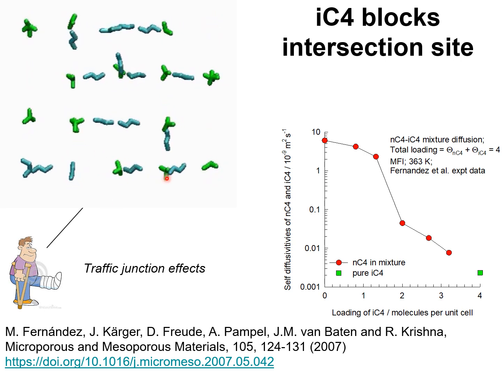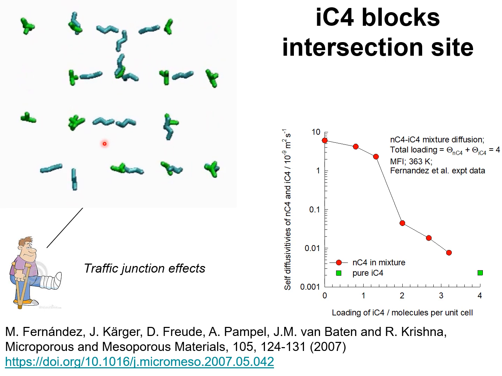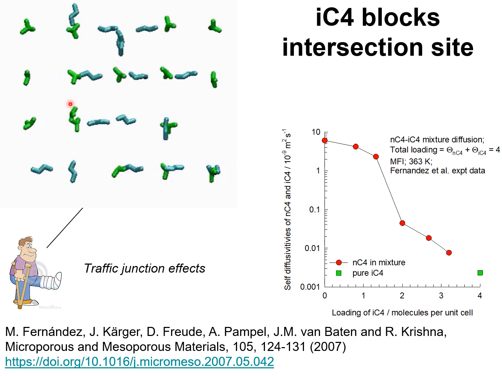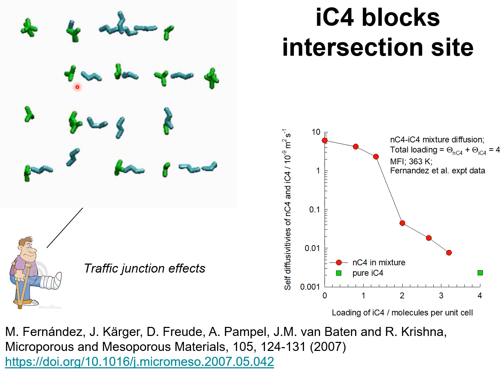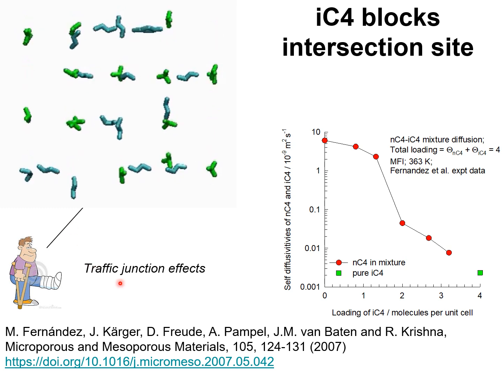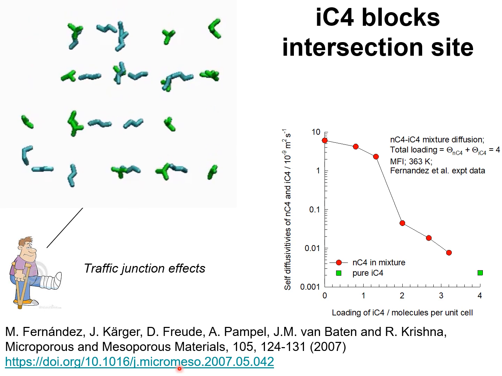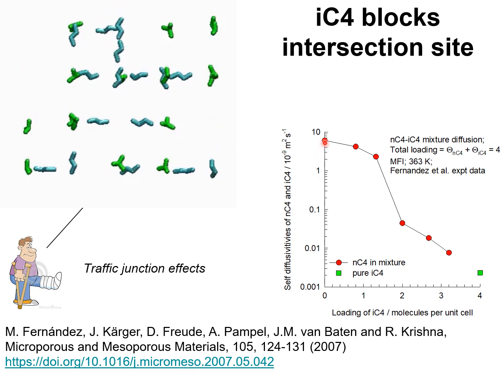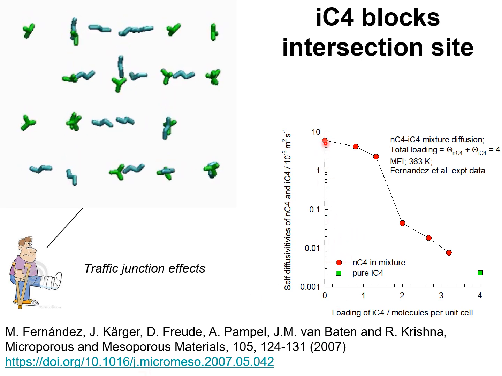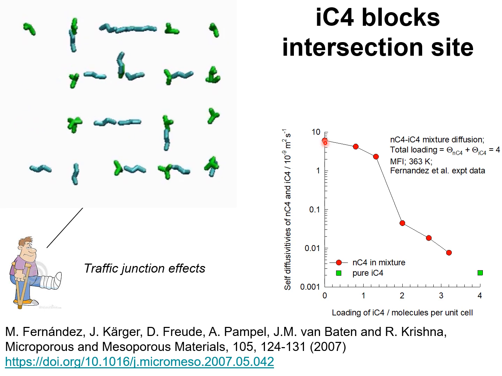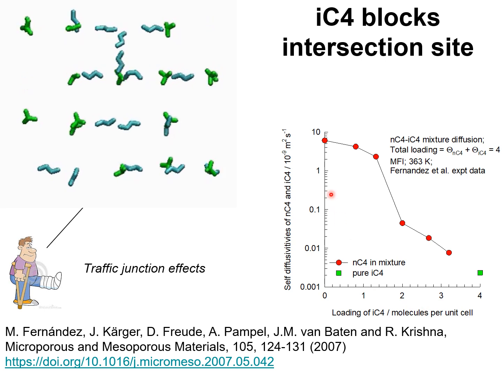And the traffic along the channels, straight channels and zigzag channels, is considerably slowed down due to intersection blocking. This is demonstrated from the experimental data that plots the diffusivity of normal butane with increasing loading of isobutane.